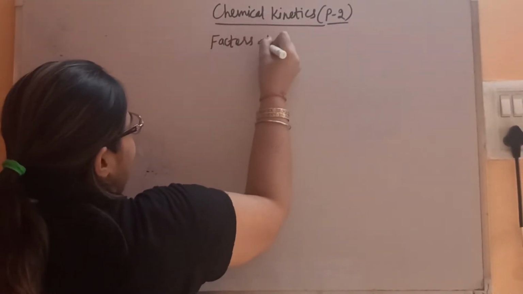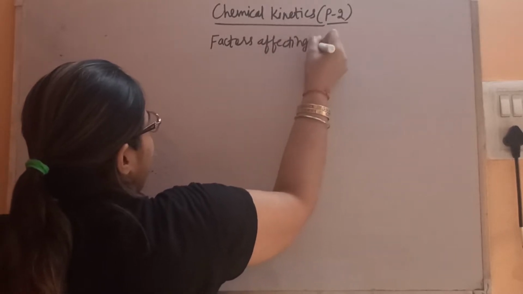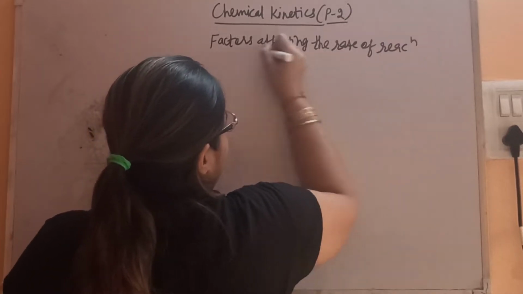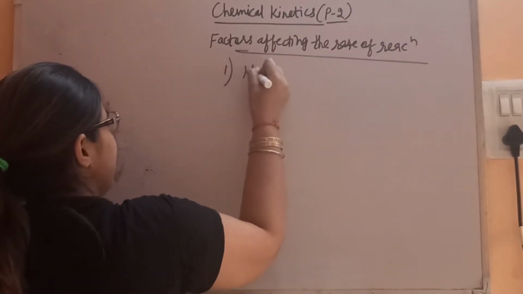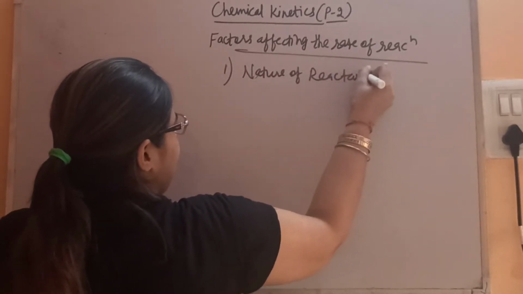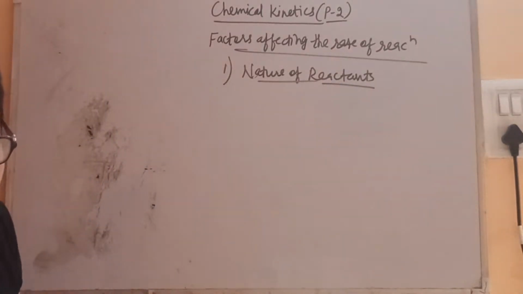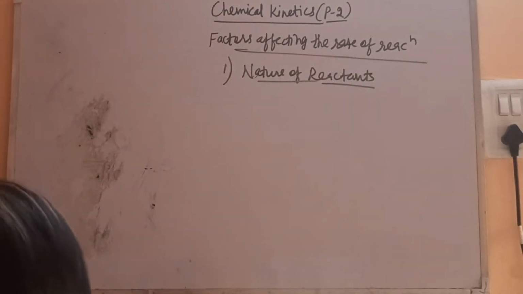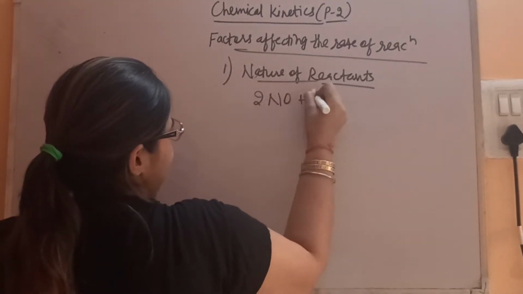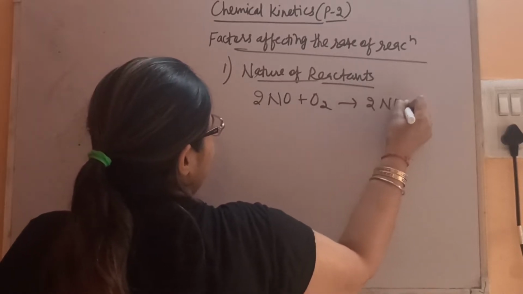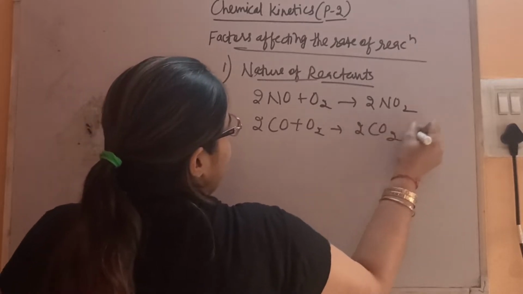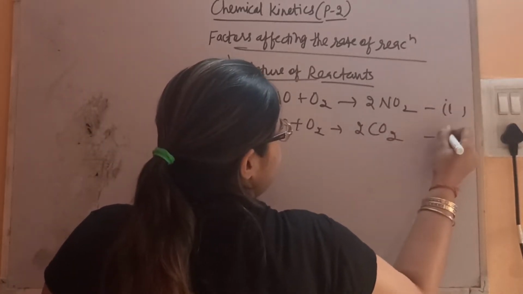Factors affecting the rate of reaction. First is nature of reactants. Let's consider two reactions. NO, nitric oxide reacts with oxygen gives you 2NO2, and then 2CO reacts with O2 gives you 2CO2. This is the first reaction, this is the second one.